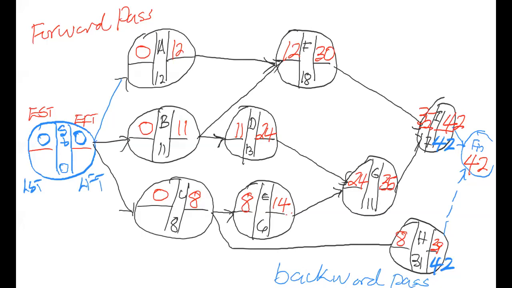Now, to find the late start for activity I, we take the blue 42 and we subtract the duration of 7. So that will give us 42 minus 7, which is 35. Good. We take the blue 42 in H and we subtract the 31. And that will give us what then? 42 minus 31.